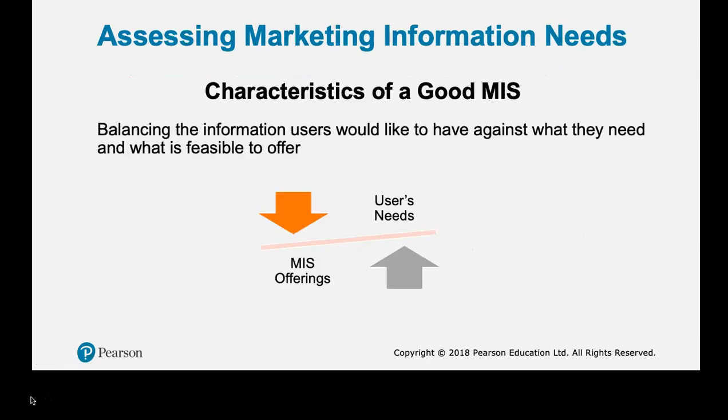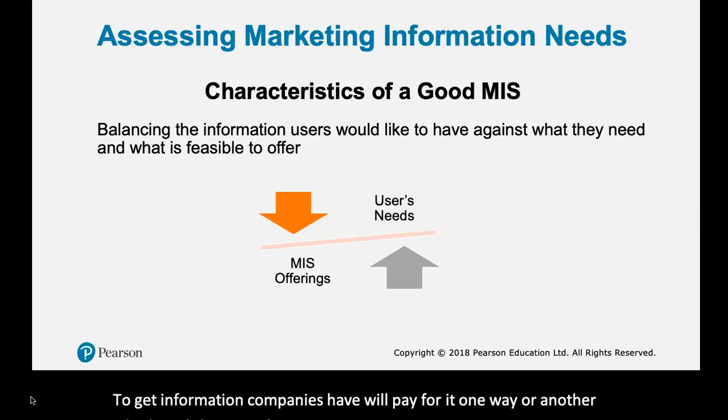Obviously, it's not cheap to get information. Companies will pay for it one way or another, whether it's buying it from a third party who does marketing research or doing the marketing research themselves. So a good marketing information system will balance what a company really needs versus what they want and what's feasible financially to offer the firm through its MIS offerings.